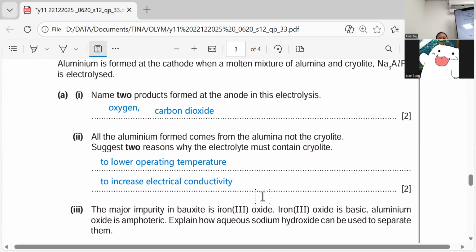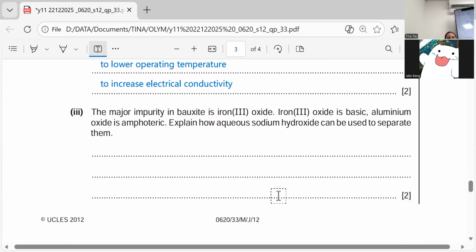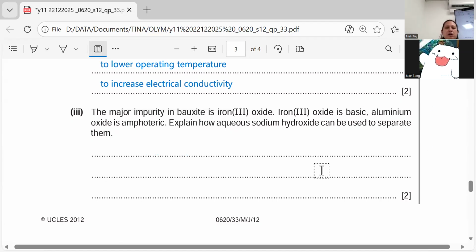The major impurity in bauxite is iron trioxide. Iron trioxide is basic, aluminium oxide is amphoteric. Explain how sodium hydroxide can be used to separate them. Who will dissolve with sodium hydroxide? Aluminium oxide or iron trioxide? Aluminium. Why? Because that's what amphoteric means.